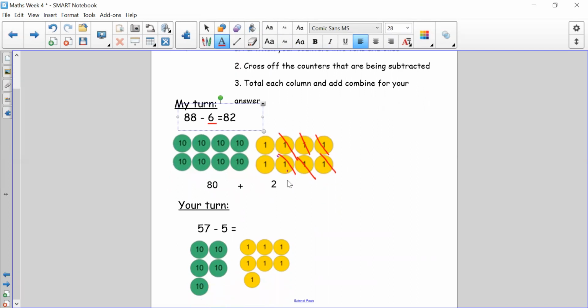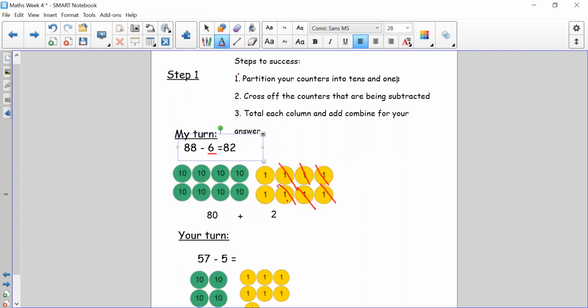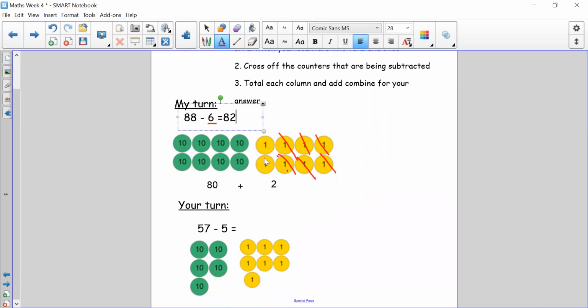I want you to pause the video and have a go with 57, take away 5. You can draw your counters, making sure that you partition them into tens and ones, and then cross off the ones that are being subtracted. Then you need to total each column and add them together. Okay, so pause the video and have a go.